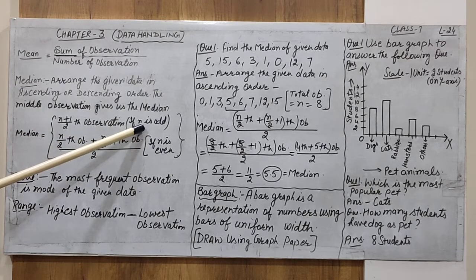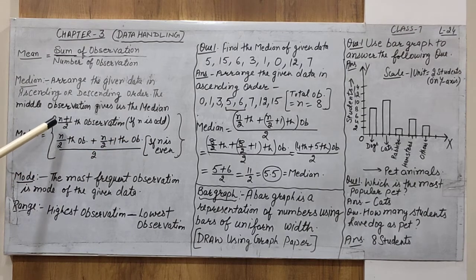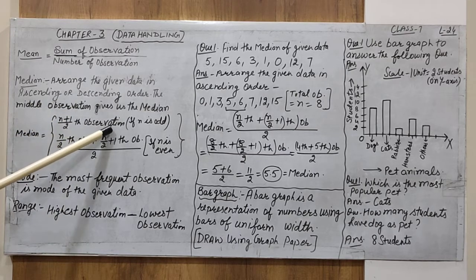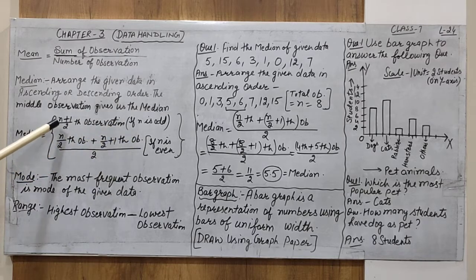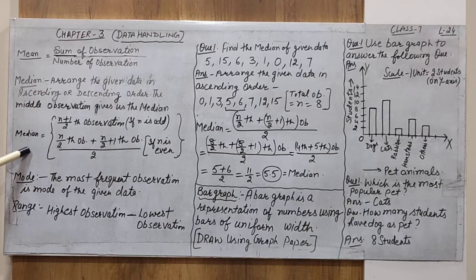If n is odd, suppose n is 7, then there is only one middle term, and we can find it with the help of the (n plus 1) by 2th observation. Putting n as 7, we get (7 plus 1) by 2, that is 8 by 2, which is 4. So the fourth observation acts as the median. The median of the given data is one of the given observations.